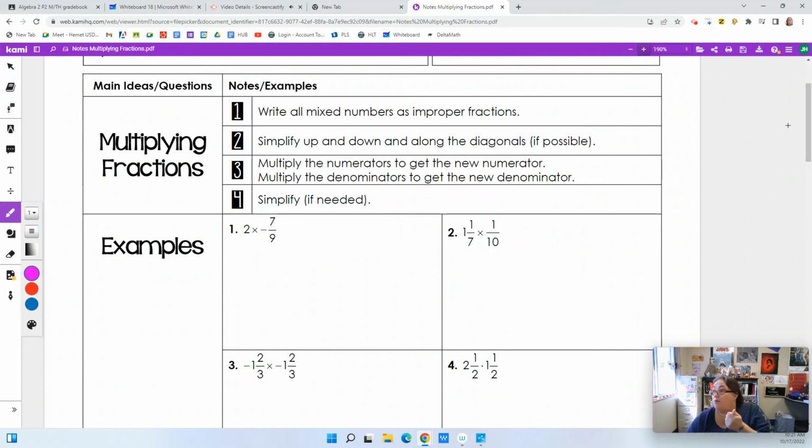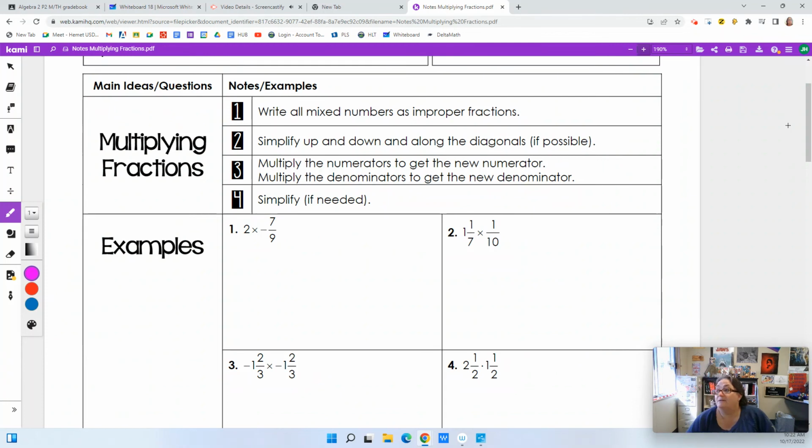So it says write all mixed numbers as improper fractions. Improper fractions are the way to go in higher maths, right? The more math we do, the more we're going to use improper fractions. We don't care about mixed numbers anymore. Anytime you see a mixed number, if you want it to be useful, turn it into an improper fraction.